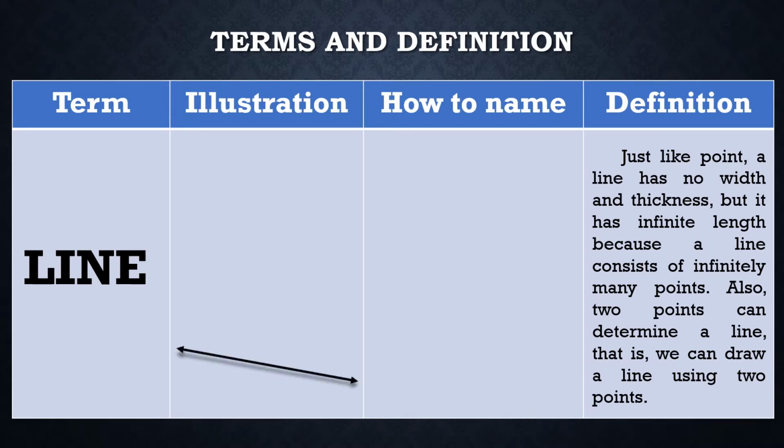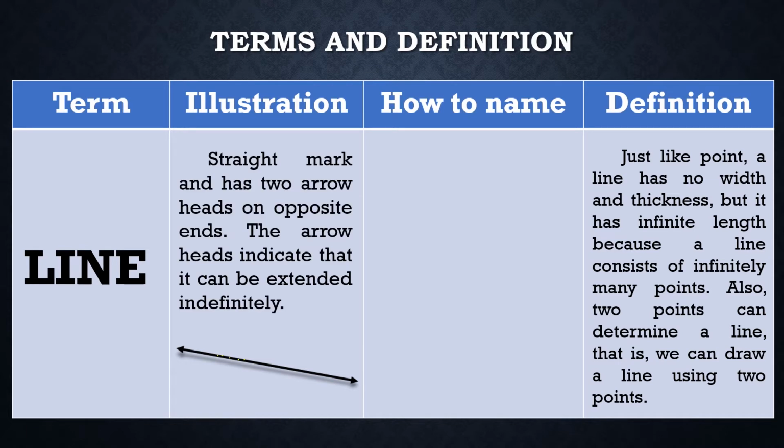So this is the illustration of a line. So this one, it has 2 arrowheads. Mayroon siyang dalawang arrowhead and it is composed of infinite number of points. Okay, hindi natin mabibilang or madidetermine kung ilang number of points ito kasi it is infinite.